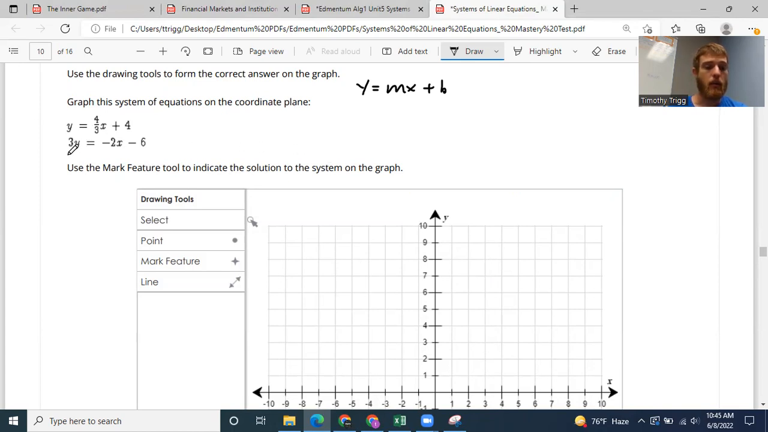And for the second equation, it is not in this form yet. What we need to do is divide by 3 on both sides of the equation, divide every term by 3 to cancel out this 3 on the coefficient of y. So y equals negative 2/3 x minus 2. So for this second equation, you would use a y-intercept of negative 2 and a slope of down 2 over 3. Then you would graph the two lines and see where they cross.